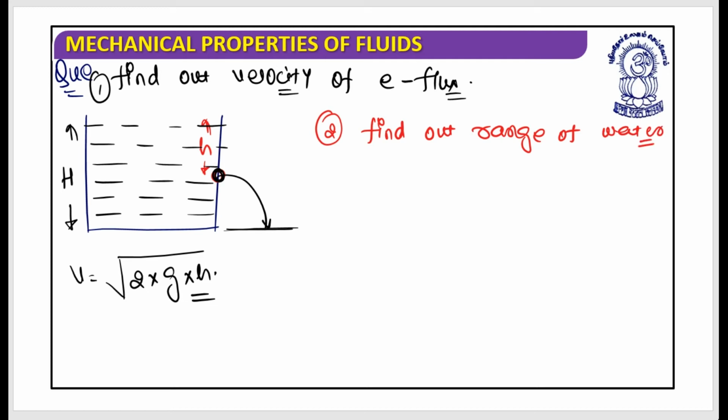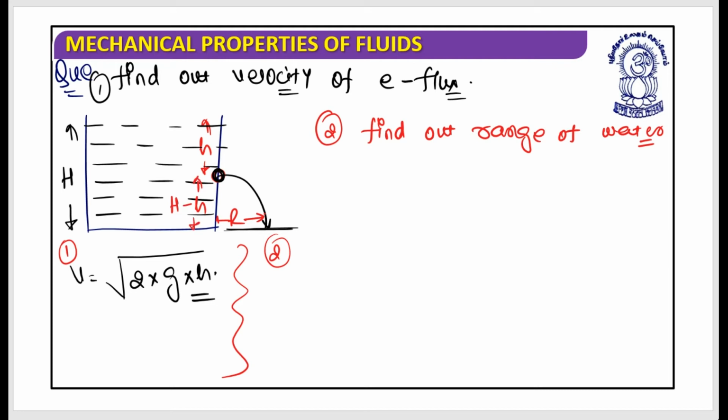How will I do this? It is simply a jump from the mechanical properties of fluid to the motion in a plane. Yes, it's a bigger and longer jump. So this was the first task. Now let's work on the second. I need to find out the range of the fluid. So this is the range. First thing, how will I calculate this? This is H minus h.